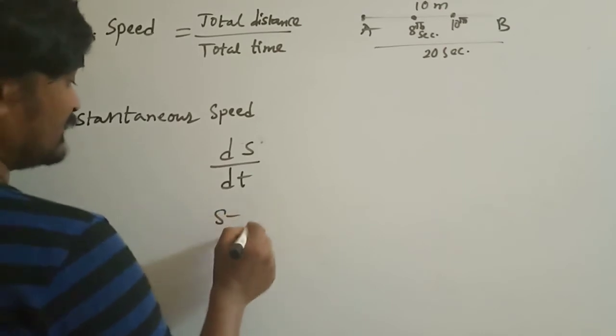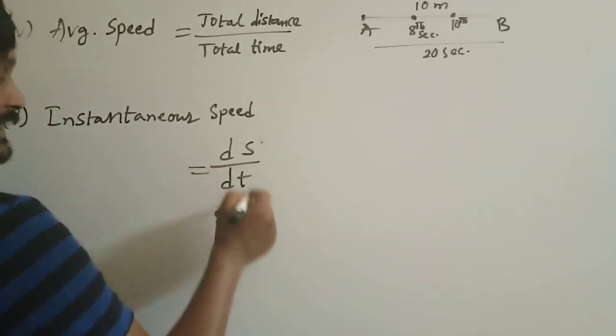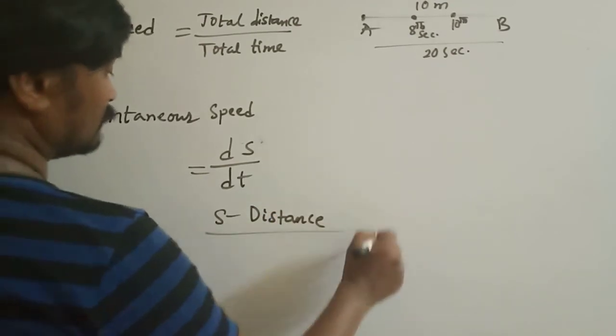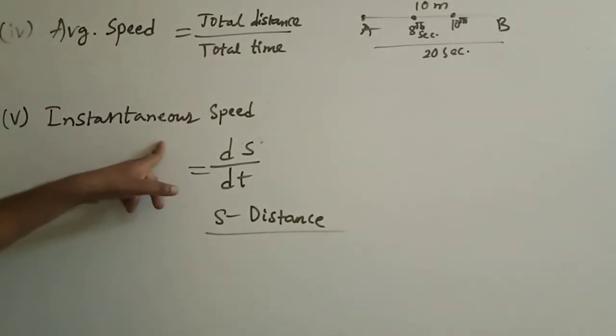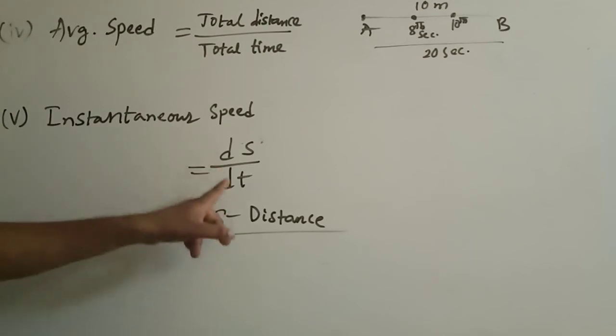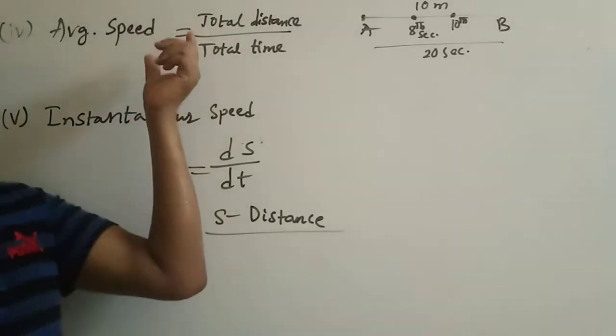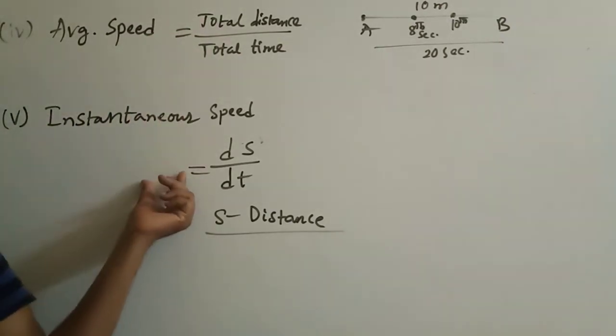Here s means not speed, here s means a distance. So here instantaneous speed is equal to ds by dt. So that is about your average speed and instantaneous speed. I hope you have understood what is average speed, what is instantaneous speed.